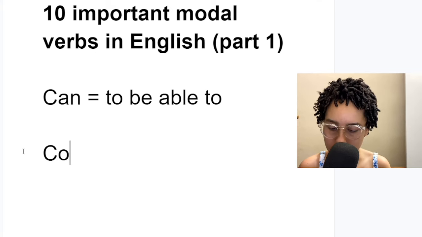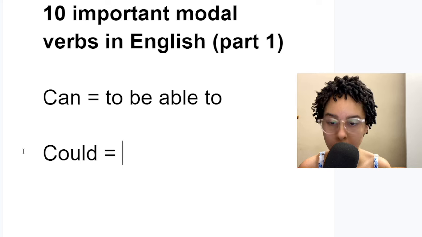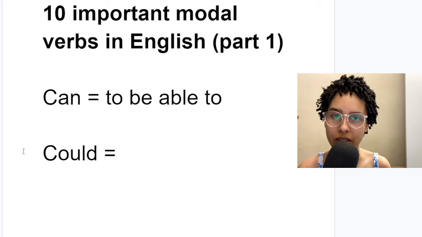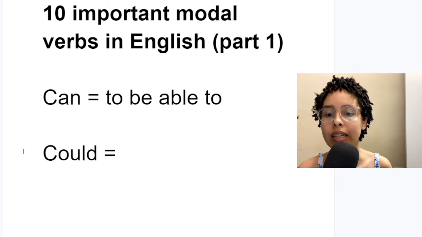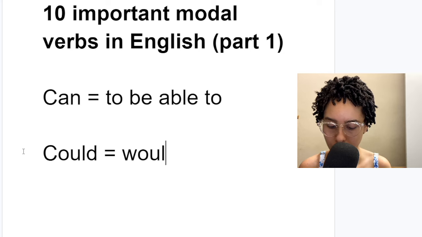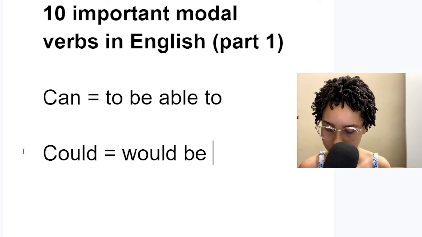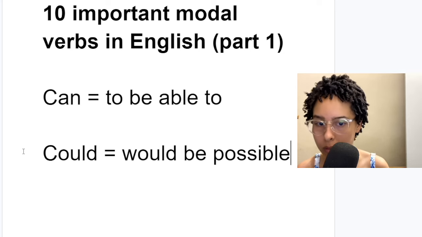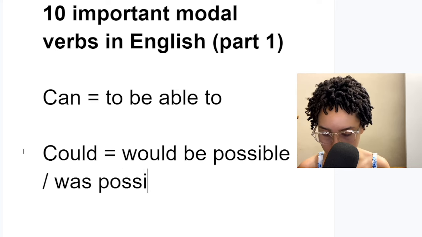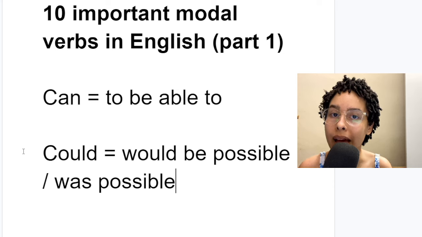The second one we're going to be talking about is the verb could. Remember that it's not "to could", but could. Could implies that it would be possible, or that it was possible at some point in the past.